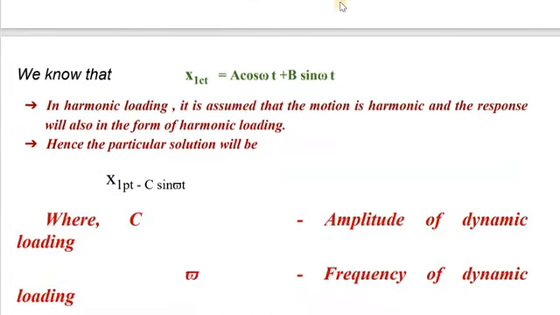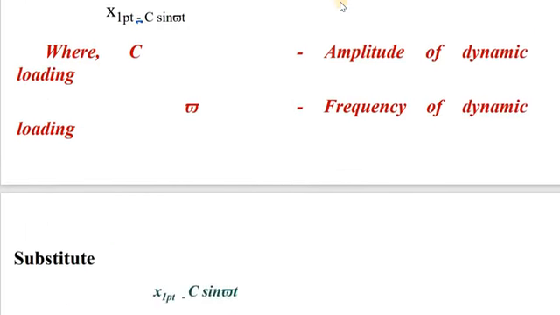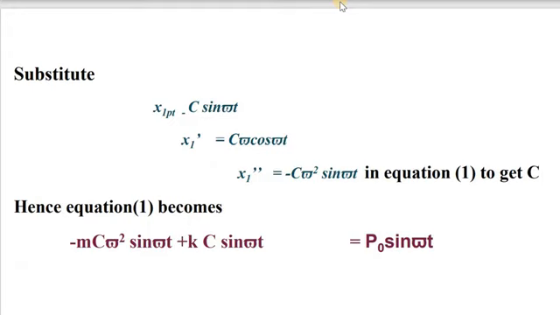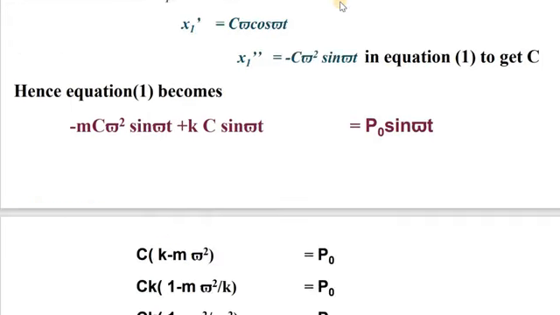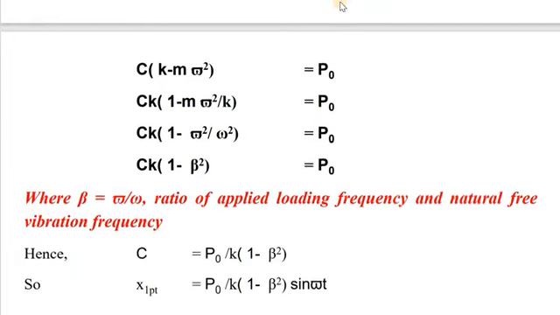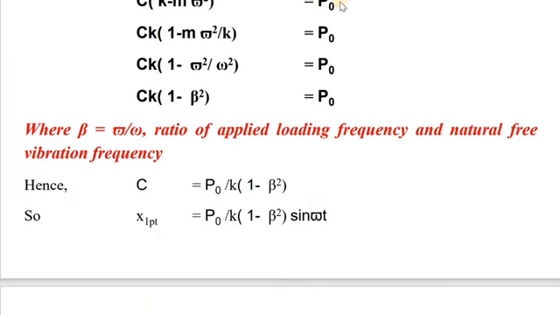Now what is the complementary part? Since no damping is there, it will be x1 c equal to A cos omega t plus B sin omega t. Now x1 p, it will be C sin omega t. Now here I can find out the equation. This same thing we have studied in harmonic load, you should remember this equation. That is x1 p we will be getting as P0 by k into 1 minus beta square, sin omega t. So this we have already derived, same derivation only.